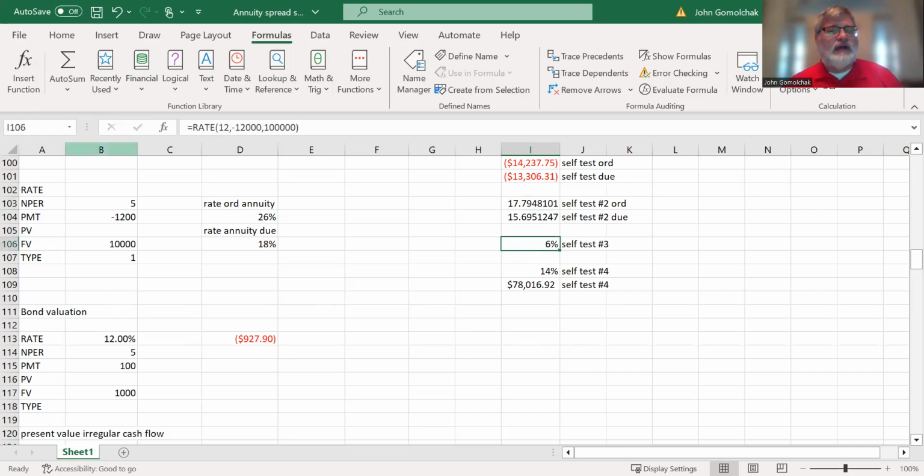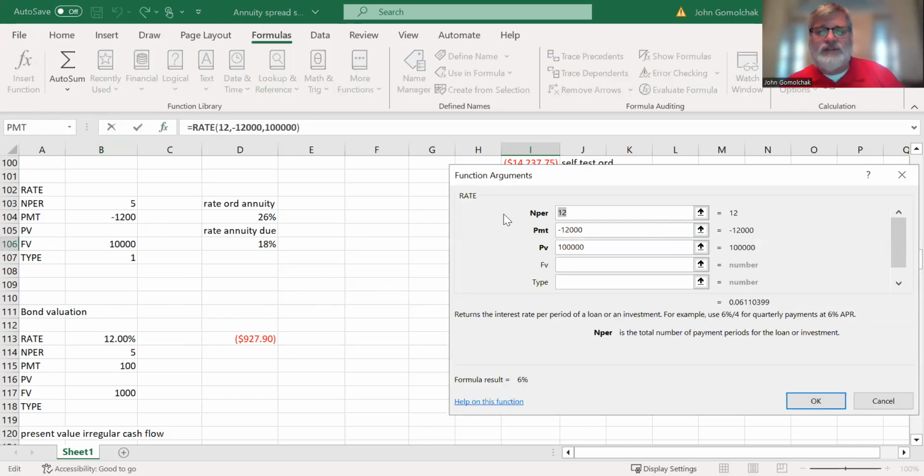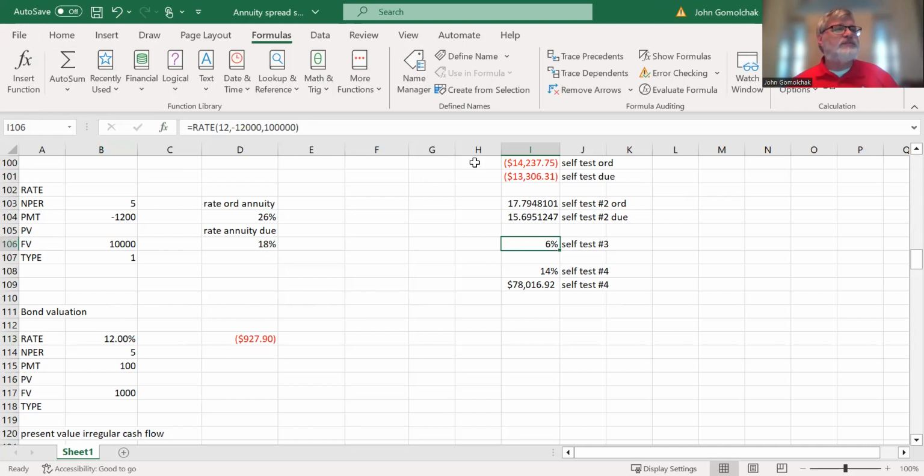Okay, so what I did was I did rate. The number of periods is 12 because it's going to be a 12-year thing. They're going to give us $12,000 each year, so I put in negative $12,000. The present value is $100,000. So to come up with a rate, it says 6%. In the book it was 6.11. Once again, this is a rounding thing. I could change this to make it work, I'm just too lazy to do that. I'm sure that we're correct here.